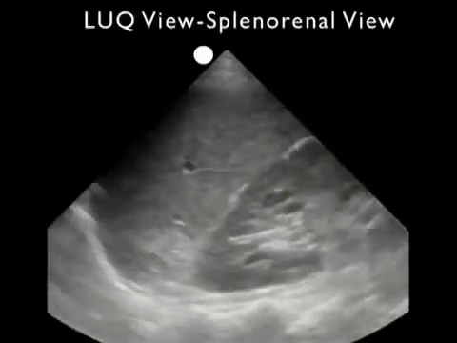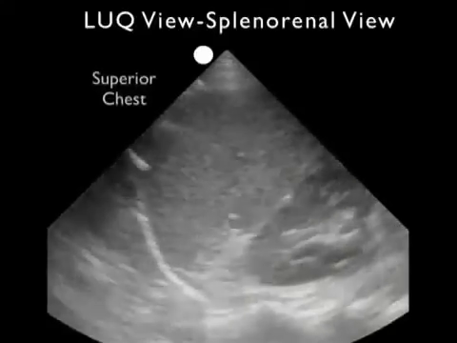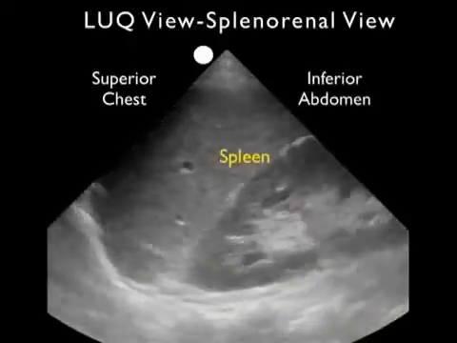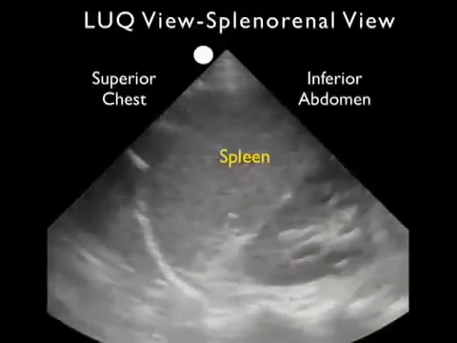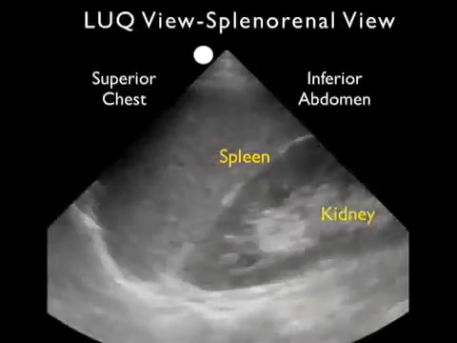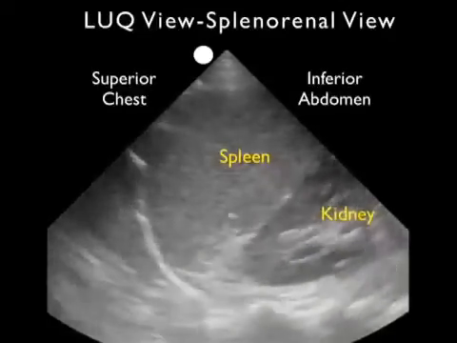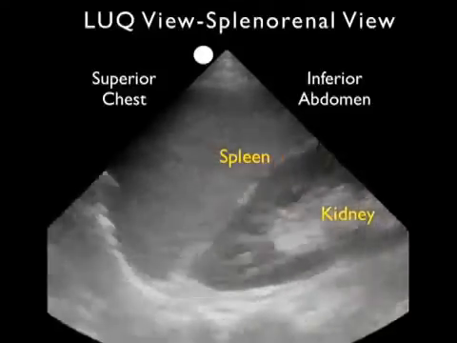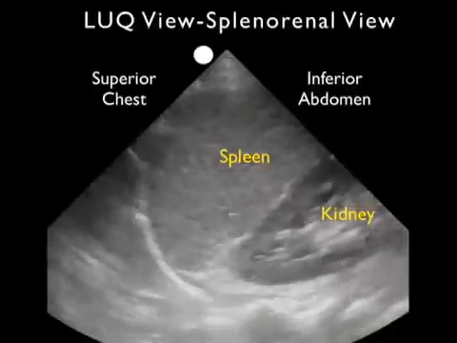Now that we know how to perform the left upper quadrant view of the trauma FAST exam, let's take a look at a normal ultrasound image. I have the probe oriented towards the patient's head, so superior chest cavity is towards the left, inferior abdominal cavity towards the right. Notice the spleen, the large organ in the middle of the image here, and the kidney, the football-shaped organ, as seen inferior and posterior to the spleen.